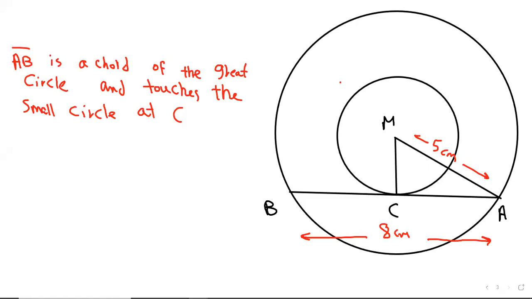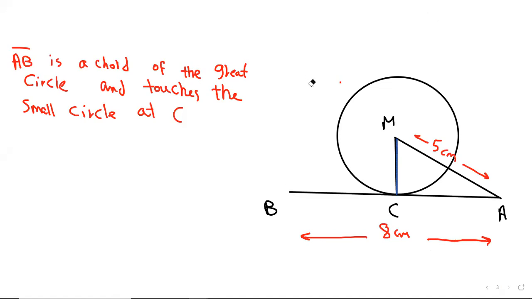Here in this example, AB is a chord of the great circle and touches the small circle at C. AB equals 8 centimeters and the radius length of the great circle is 5. Find the length of the radius of the small circle. So I want to get MC, that is the radius of the small circle. Let's have a look at the smaller circle.